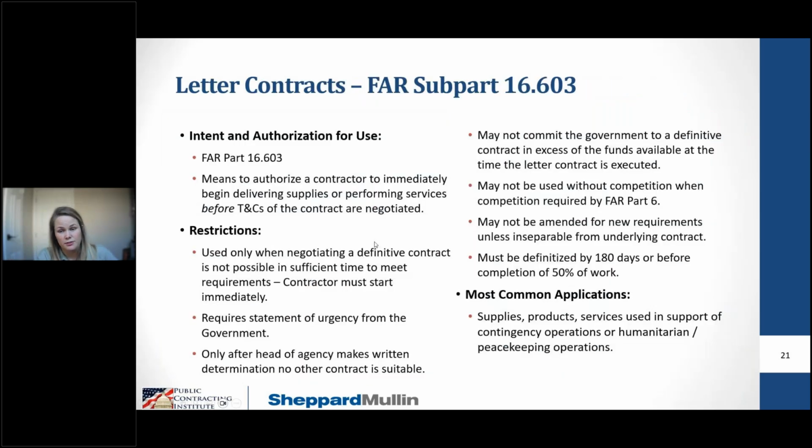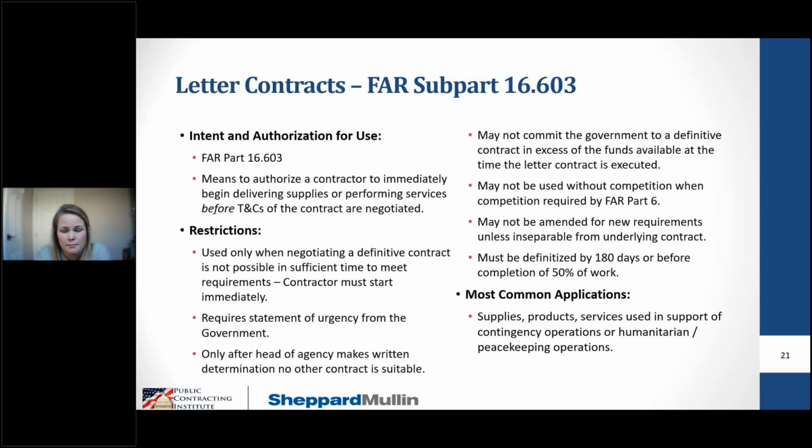Shifting now to some of the lesser known FAR-based contract types. First, I want to talk about letter contracts and FAR Subpart 16.603, also known as undefinitized contract actions, or UCAs. These are mechanisms to authorize a contractor to immediately begin delivering supplies or performing services before the terms and conditions of the contract can actually be agreed upon, when there's some urgent need to begin production.